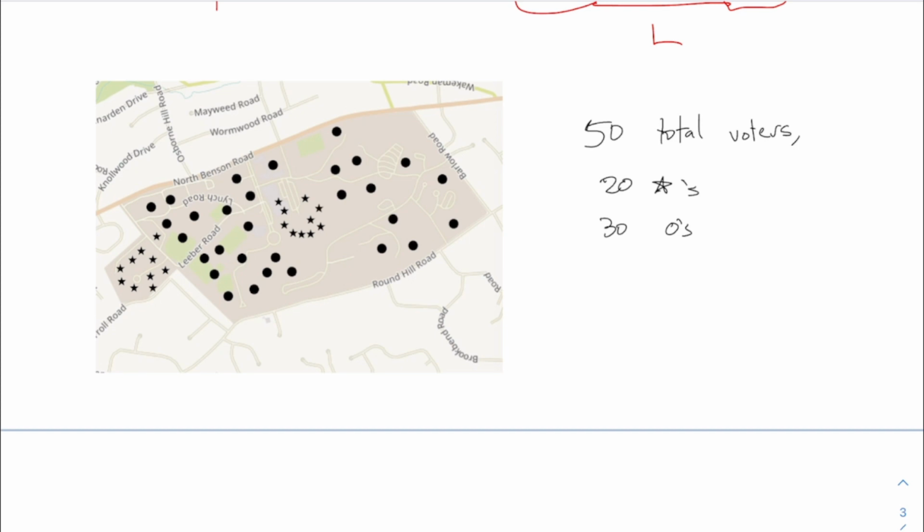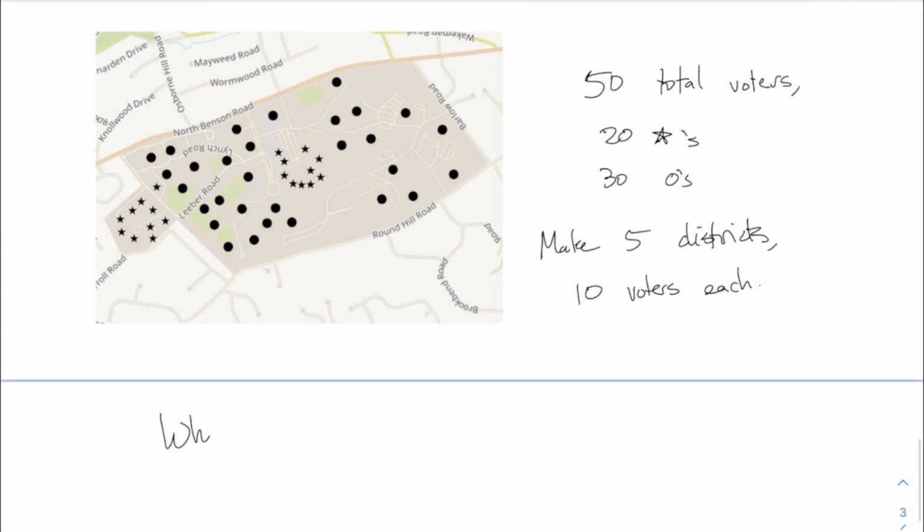And your goal in this problem, I will always tell you how many districts I want you to make. In this case, let's make 5 districts with 10 voters each. All right. The total number of voters has to be divided into a certain number of districts. All right. The first question shall be, what are the possible outcomes? Which outcomes are possible?